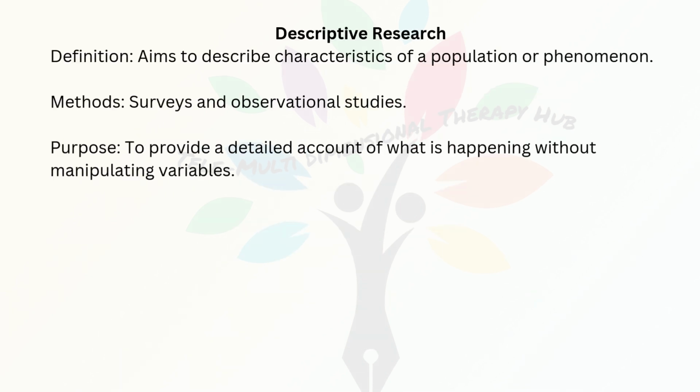Next is descriptive research. The definition is that it aims to describe characteristics of a population or phenomenon. That means describing what something is like. The method is surveys and observational studies. The purpose is to find a detailed account of what is happening without manipulating the variables. So this is the descriptive study.